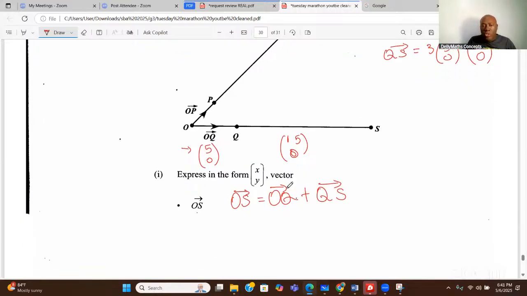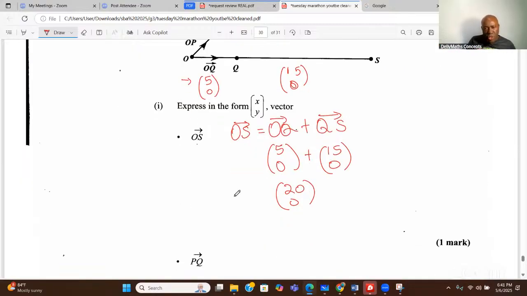Now from O to Q is (5, 0). We got that from them. We worked out QS, which is (15, 0). We're adding these because that is all we do in vectors. We add, we keep adding, and you're going to realize that you get (20, 0). So this is OS, OS going in that direction. What's my arrow? It's (20, 0).